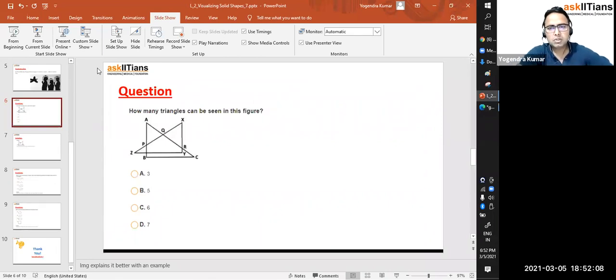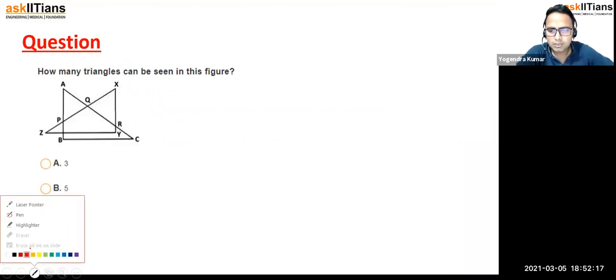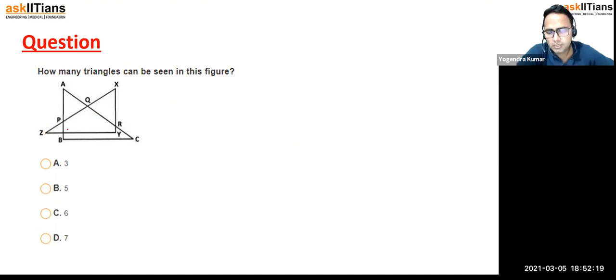Okay, let's see this question. What are they asking here? How many triangles can be in this figure? I think we can do that easily. How many triangles will be there? I can see one of the bigger ones, the ABC triangle. First triangle, ABC triangle.